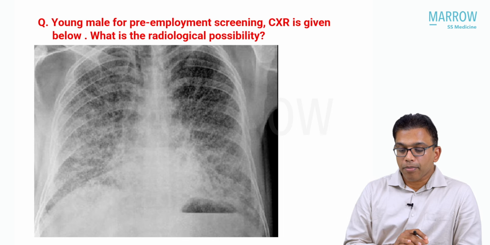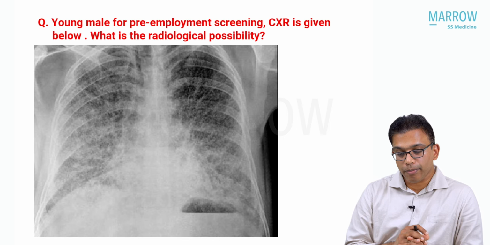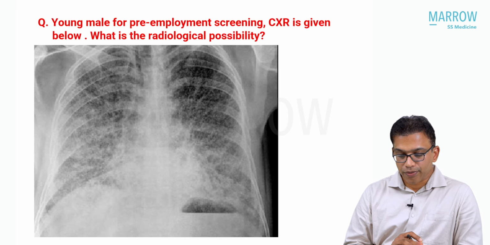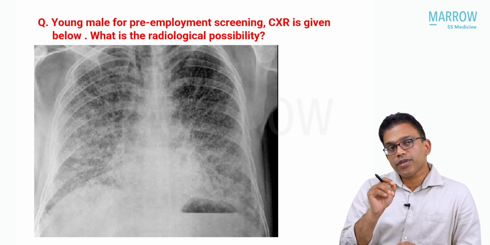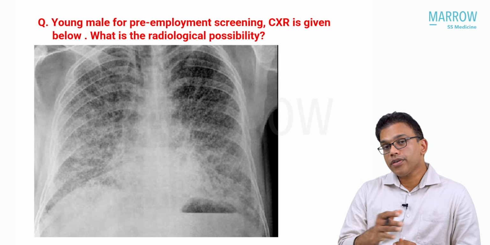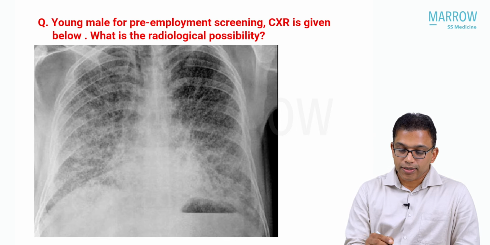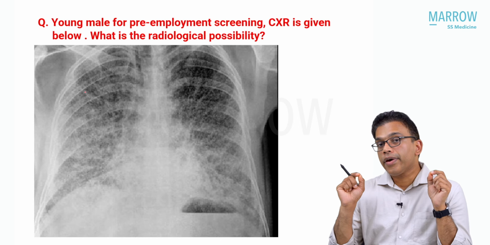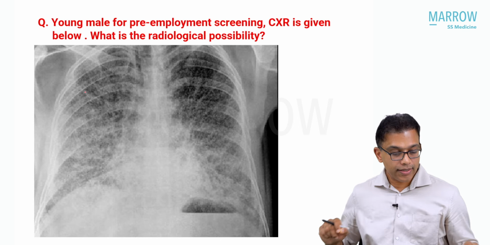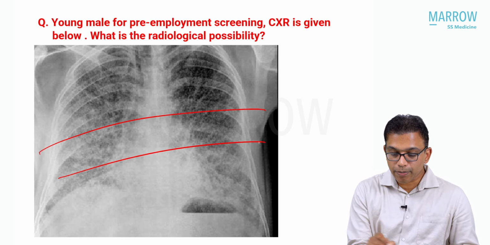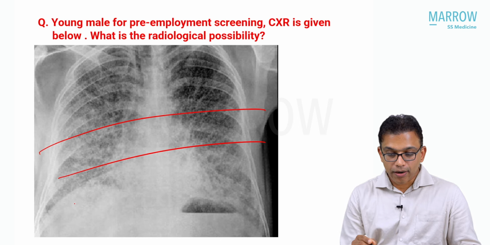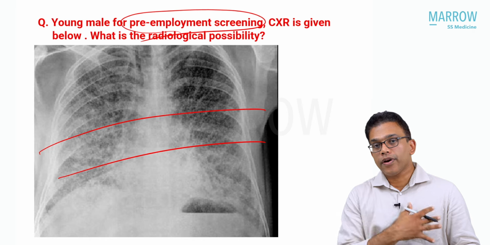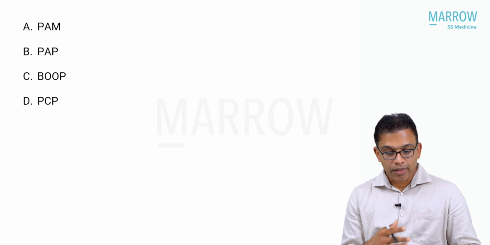Young male for pre-employment screening, chest x-ray is given below. What is the radiological possibility? It's a straightforward question. I have seen only one case till date, during my MD time. This x-ray shows multiple diffuse bilateral, very high density nodules with a lower zone, mid zone predominance. And it's a young male also. Pre-employment screening means that the patient is not that symptomatic. Somebody took an x-ray and found this. So what is the diagnosis?